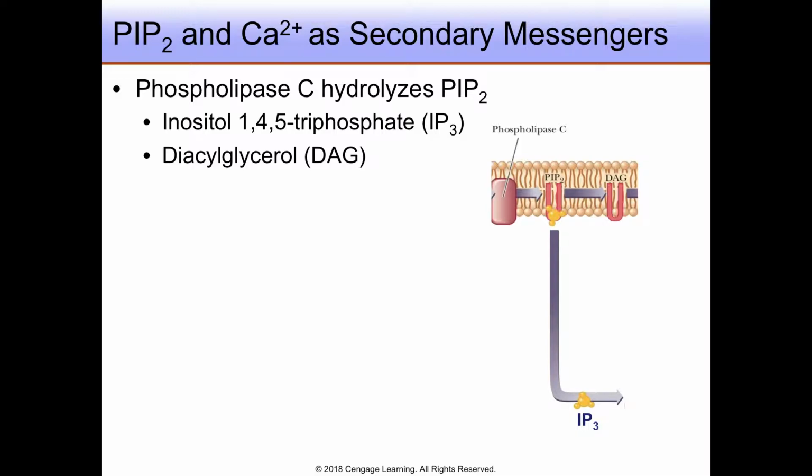Once activated, this enzyme hydrolyzes PIP2, which is part of the lipid bilayer, as depicted below. Hydrolysis releases the soluble IP3 component into the cytosol, thereby leaving the DAG portion free to diffuse in the membrane.